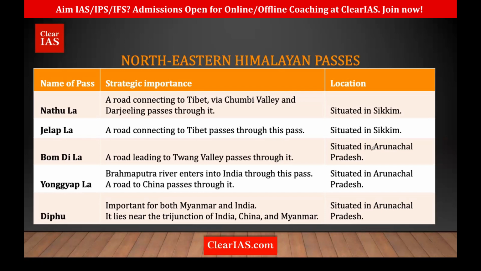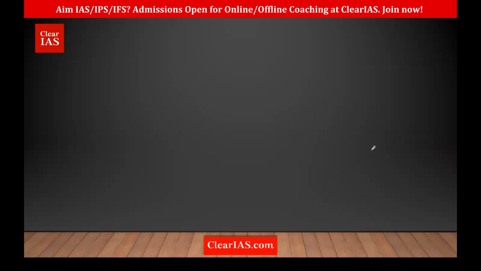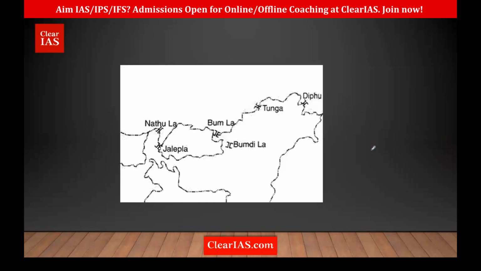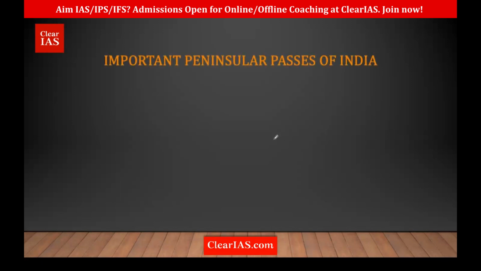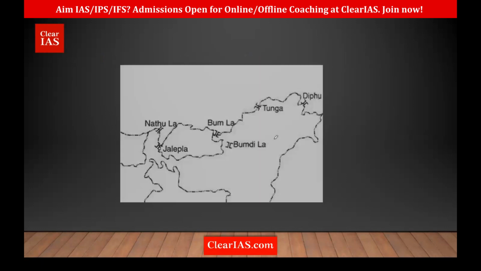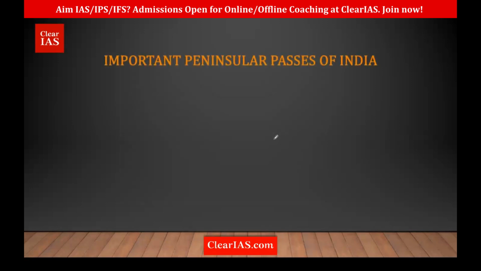So these are the important passes of the northeast. We have the Nathula pass here, Jelepla in Sikkim. Then we have Bomdila here, and Diphu pass here. This is the tri-junction. Then Bumla and Tunga are also important, but I'm not mentioning them in detail. Just remember they connect Arunachal Pradesh to the Tibetan region. So these were the important passes of the northeast. After all this, we'll have a quick revision as well, so it will be easier for you to remember.